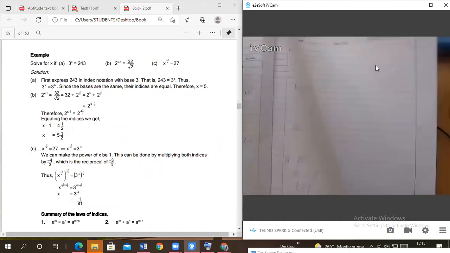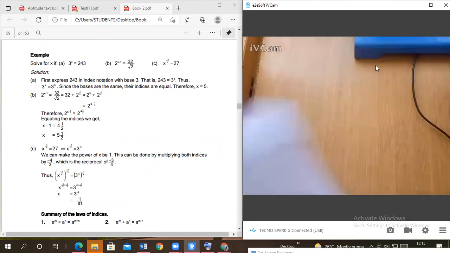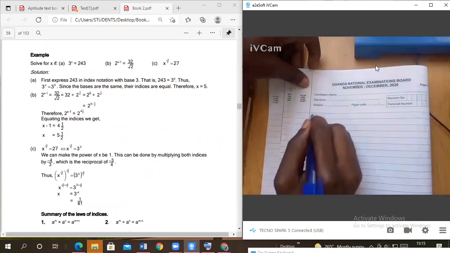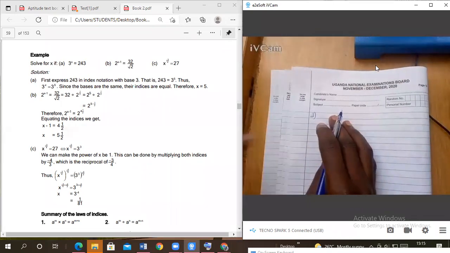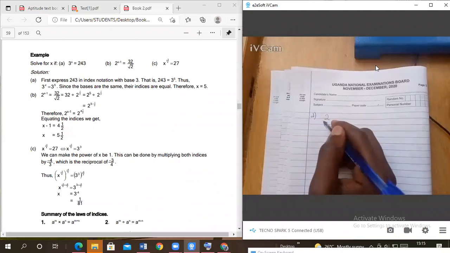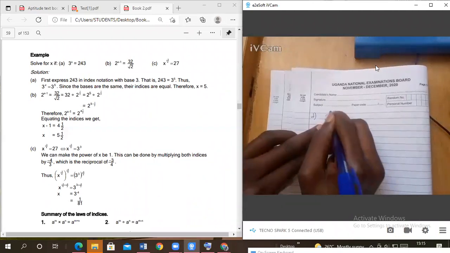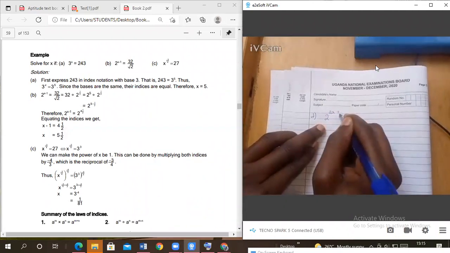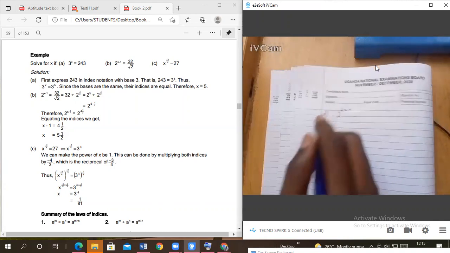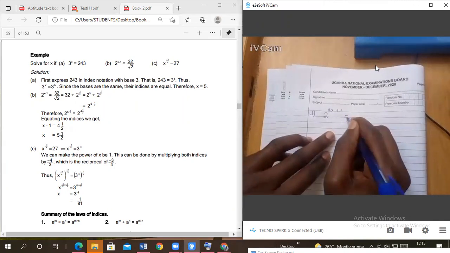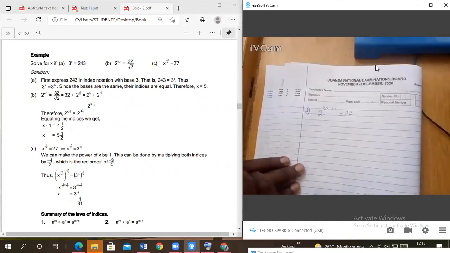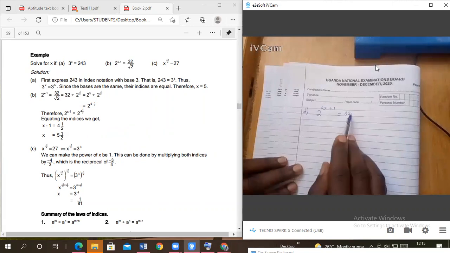Let's go to D. What is the question D saying? It was 2 to the power 2x plus 1, plus 1 equals 32. So which one are we going to simplify here? We are going to simplify 32.